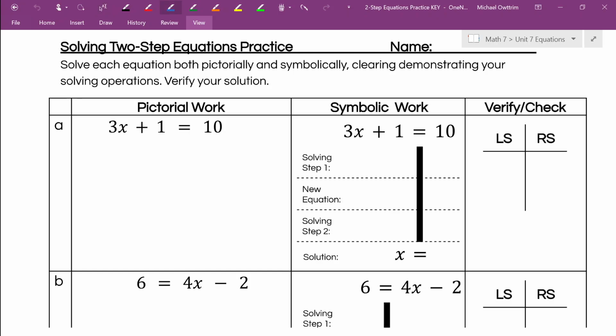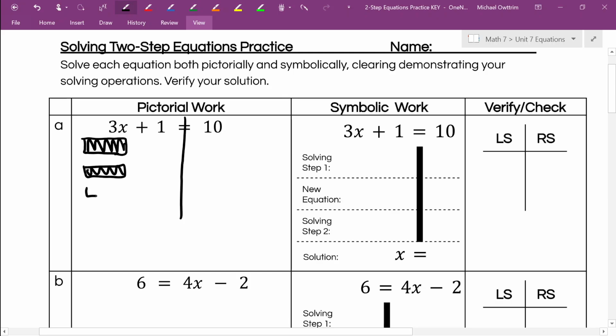Hello class, today we are taking a look at our two-step equations practice. In terms of our pictorial work, we always want to start by drawing our wall at our equal sign and then by drawing our x's. So our 3x's means to draw 3 x tiles, 1, 2, 3. And then our plus 1 is 1 positive constant.